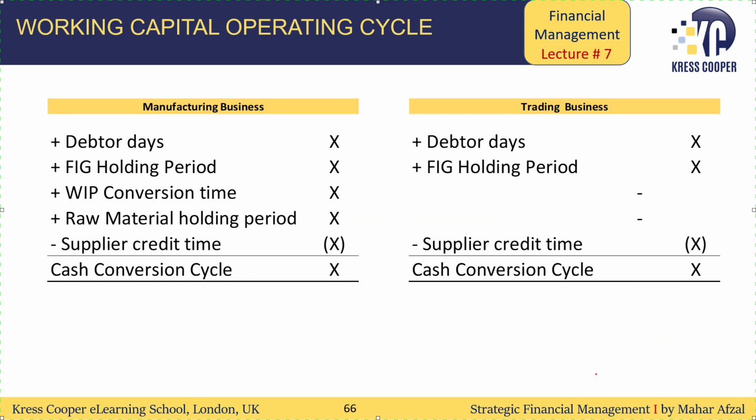So I can convert the same discussion into a formula straightforwardly. In the manufacturing business, my cash conversion cycle will be debtor days, finished goods holding period, work in process conversion time, raw material holding period, less supplier credit time. We have just discussed it will be equal to my cash conversion cycle. While in the trading business, there will not be any work in process conversion time and there will not be any raw material holding period. The rest of the components will remain as they are.